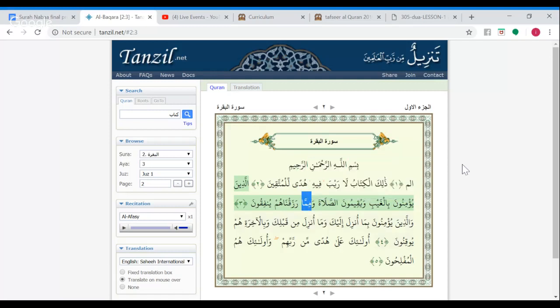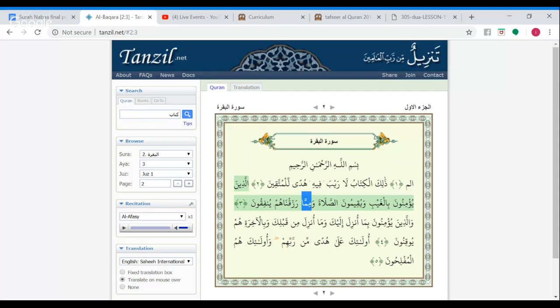Mimma. We learned about this mimma. Mimma basically originally is min plus ma. Min means from, ma means whatever. Okay. From whatever. Basically, what can be the translation? From what or from whatever. Min plus ma, mimma. Together it is written like that in the Quran. Mimma. Okay. So min plus ma.